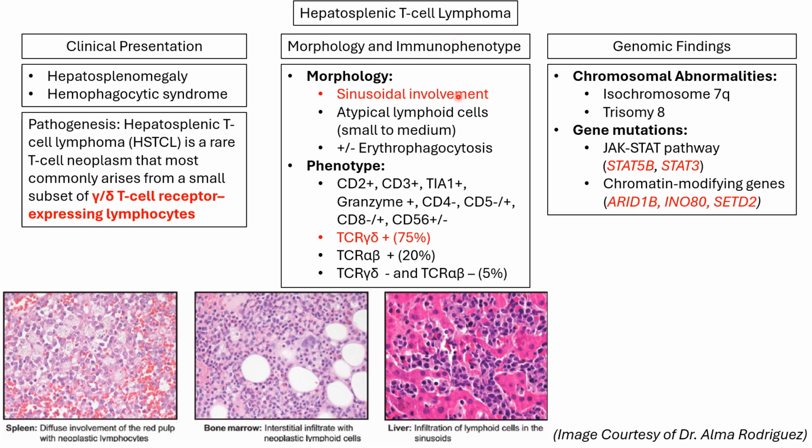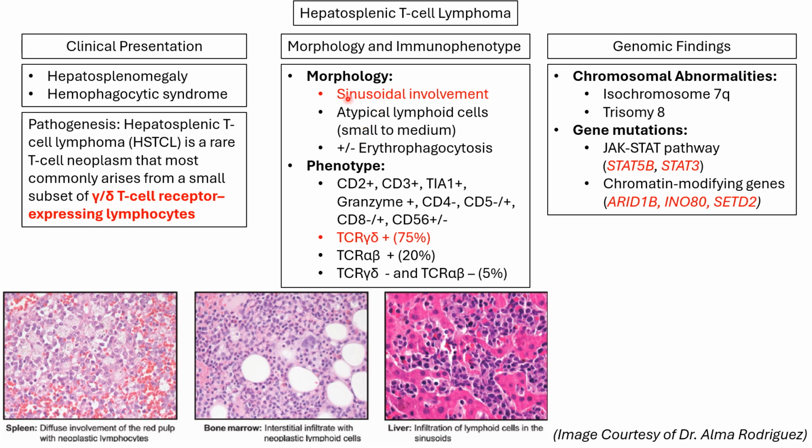This is just another repeat slide to summarize hepatosplenic T-cell lymphoma. Spleen, bone marrow, and liver can be involved in it. Sometimes it shows an interstitial pattern, but the majority of the time it will show a sinusoidal pattern, and patients usually present with hepatosplenomegaly. A very rare subset of the cases will show hemophagocytic syndrome.